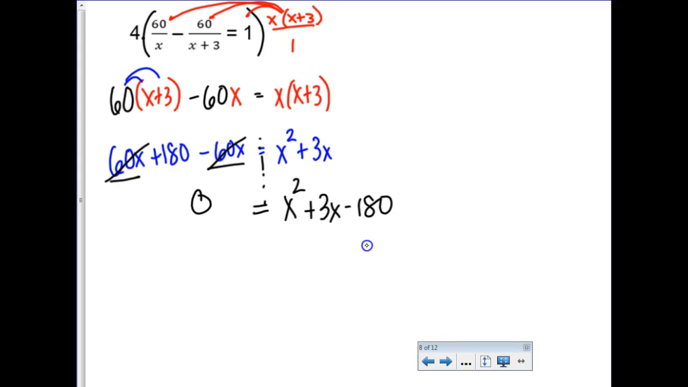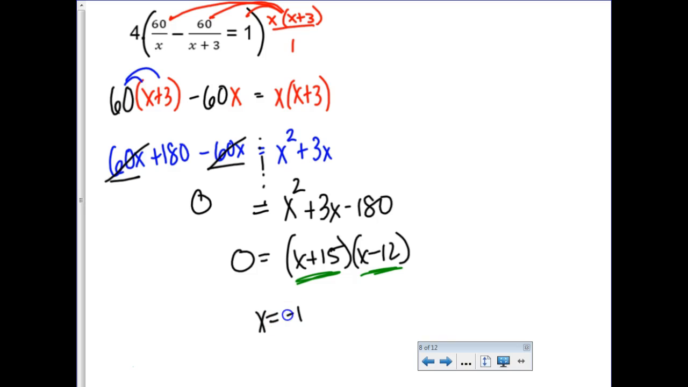Now, 180 has a lot of factors. Does it divide by 15? Someone try that for me. Is it 12 and 15? Oh, cool. That works. All right, so factoring, how about x plus 15 times x minus 12? And then when you go and solve your factors, oh snap, I did it again. Remember how I was supposed to, at the very beginning, tell me things that x can't be? We'll come back to that. All right, so x equals negative 15 and x equals 12.